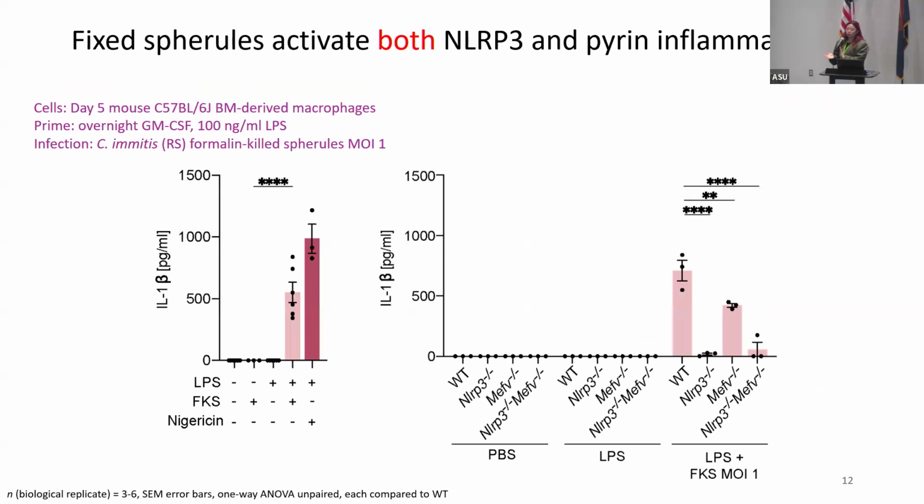So to start examining the role of spherules in the macrophage inflammasome response, we infected cells with formalin-killed spherules. And again, we saw that they do induce the release of IL-1 beta. Using macrophages deficient in NLRP3 and pyrin, which is encoded by the MEFV gene, we can see that the loss of NLRP3 abrogated IL-1 beta release. And in the pyrin deficient macrophages, there's also a partial defect, which tells us that formalin-killed spherules activate both the NLRP3 and pyrin inflammasomes.